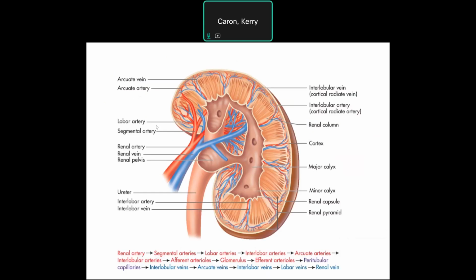Okay, so again, to review this, we have the renal capsule, the cortex and the medulla, the renal pelvis here, and the ileum. Blood is going to enter the renal artery, and you can see this on the bottom, going through a series of vessels getting smaller and smaller until we get to the afferent arterioles. Then it enters the glomerulus, exits the efferent arterioles, goes to the peritubular capillaries, and then out a series of veins that get larger and larger until it becomes the renal vein, and that exits the kidney.